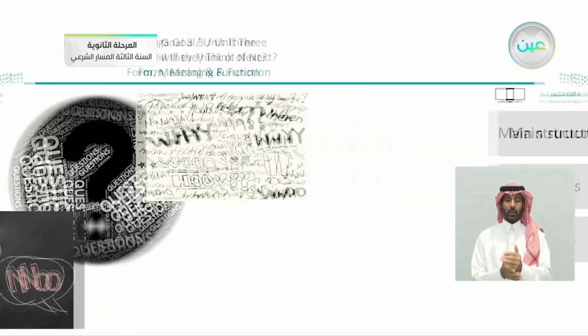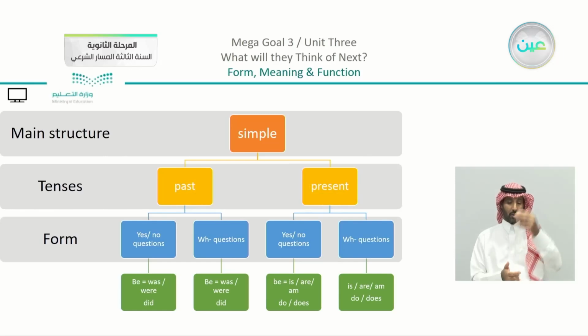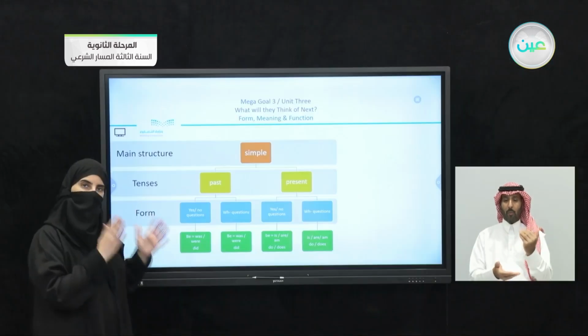Now we also applied something else. We can see here that, of course, we have a complete mapping. We have the main structure, which is going to be the simple or the verb. We have the tenses, the past simple and the present simple. Of course, we have different forms. You can see that we have the yes-no questions, WH questions, and under each part, there are the helping verbs that we use in this structure.